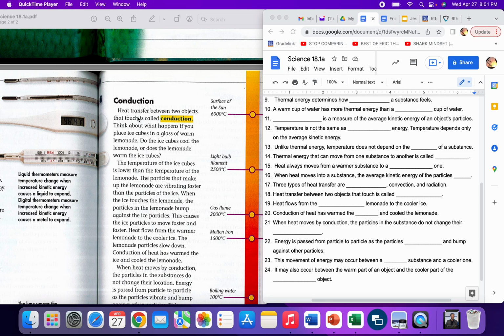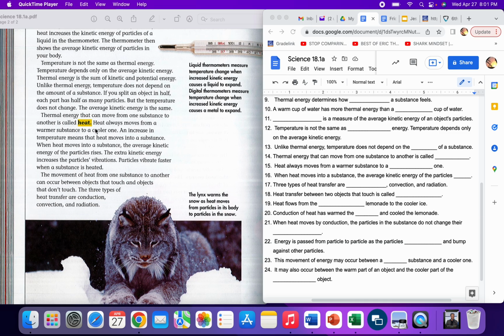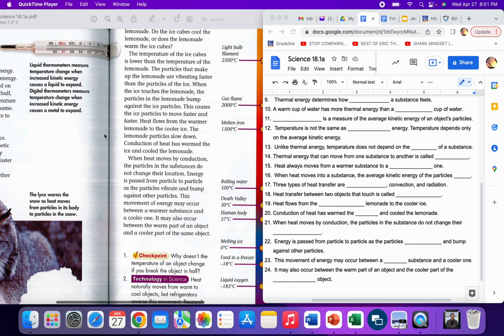Heat transfer between two objects that touch is called conduction. So make sure you understand the big thing with conduction: they have to be touching. Think about what happens if you place ice cubes in a glass of warm lemonade. Do the ice cubes cool the lemonade, or does the lemonade warm the ice cubes? If you ask me, what do ice cubes do? They cool the lemonade. But I have to go back and say, is that true? Which way does heat always go? Heat always goes from a warmer substance, the lemonade, into the cooler one, the ice cubes.